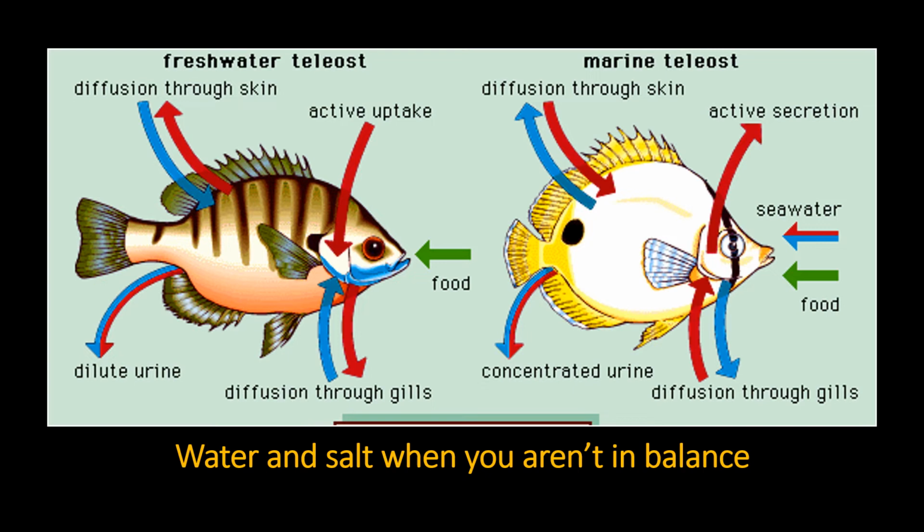Also notice that the freshwater fish produces dilute urine. So it rarely drinks and it produces very, very dilute urine because there's a lot of water it has to get rid of. Now look at the marine fish.